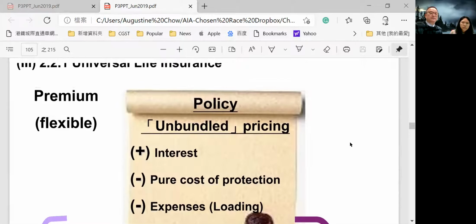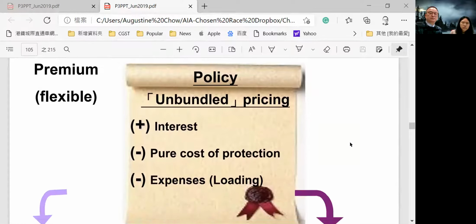In a traditional policy, it will charge a fixed premium, right? The fixed premium will cover everything, your mortality rate, your expenses, everything in one lump sum. So if it's a level term, that means they will charge you a higher premium when you are younger and lower when you're older. A 30-year term means during the next 30 years, you'll be charged the same amount.